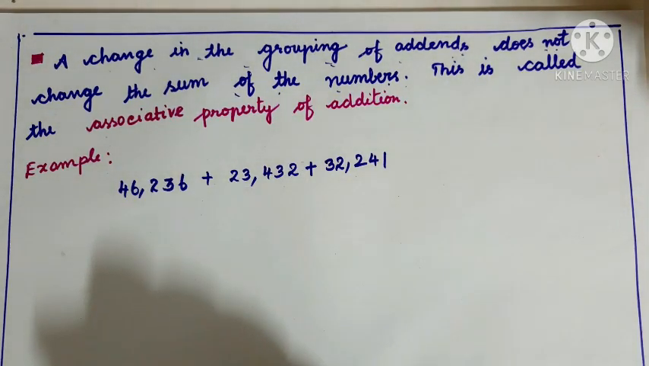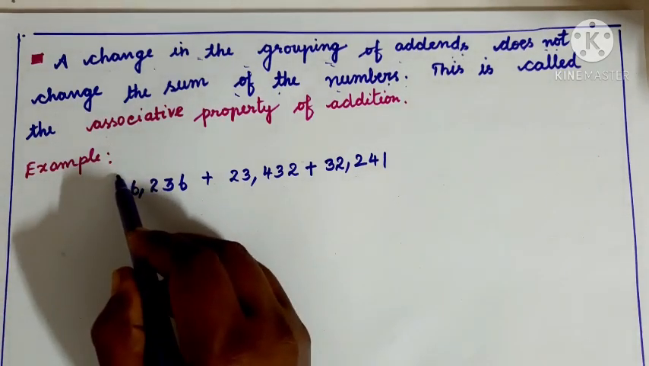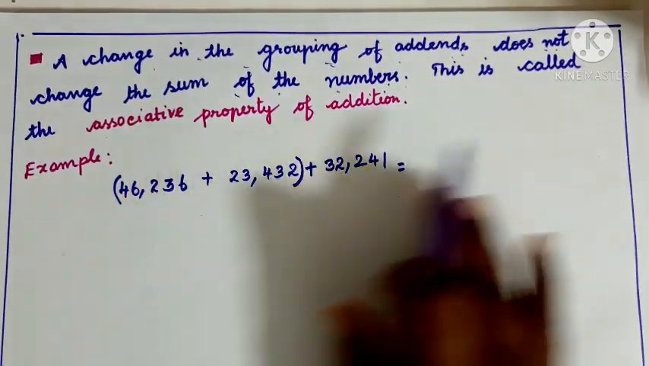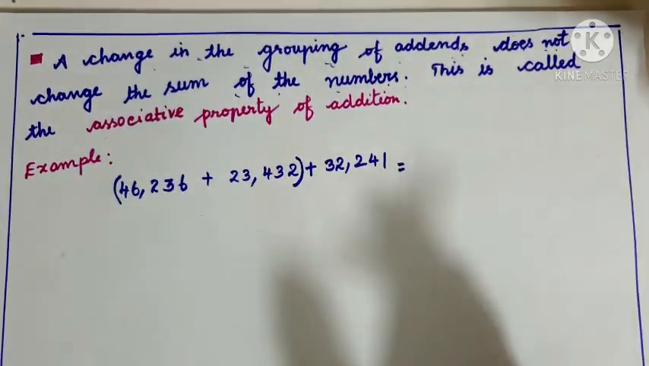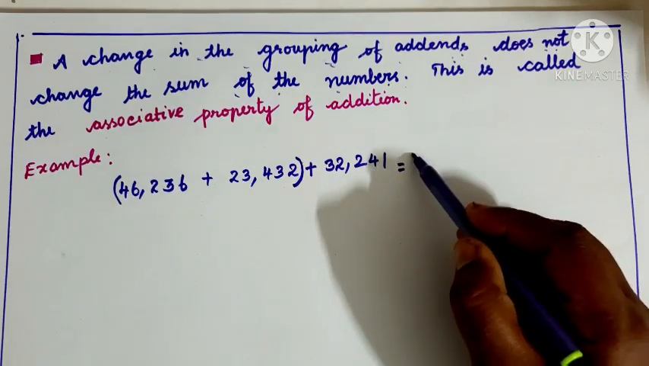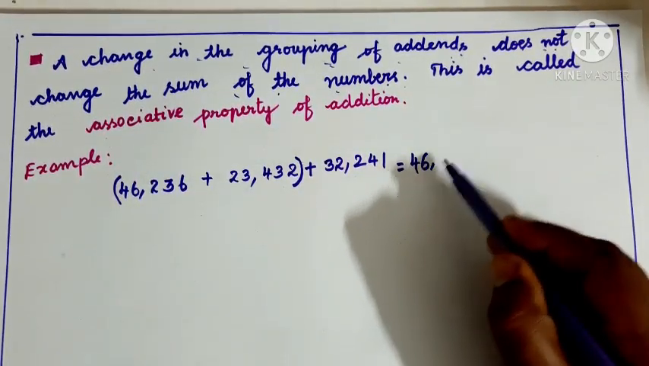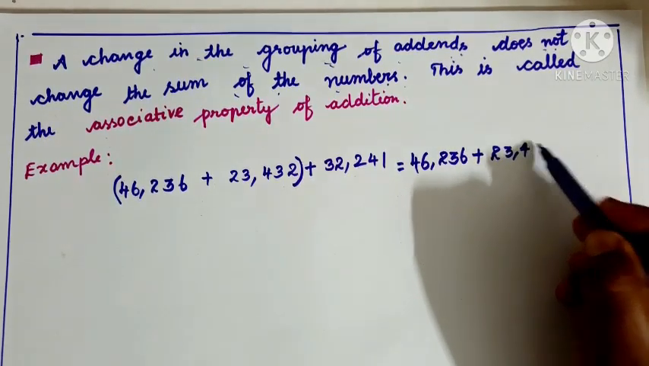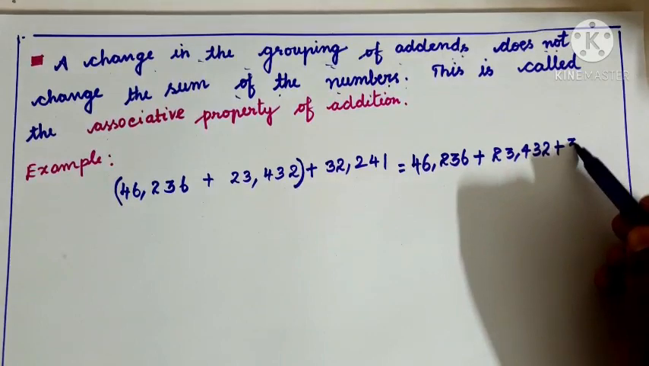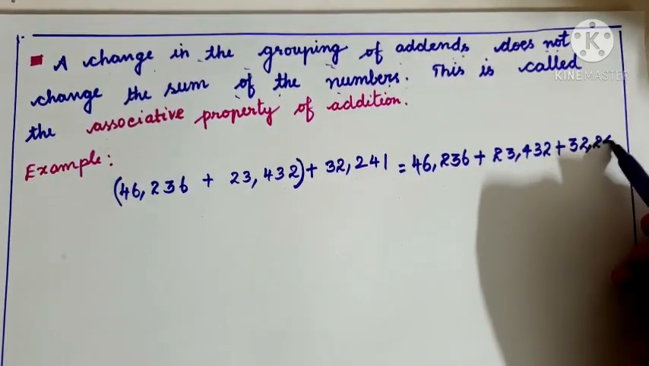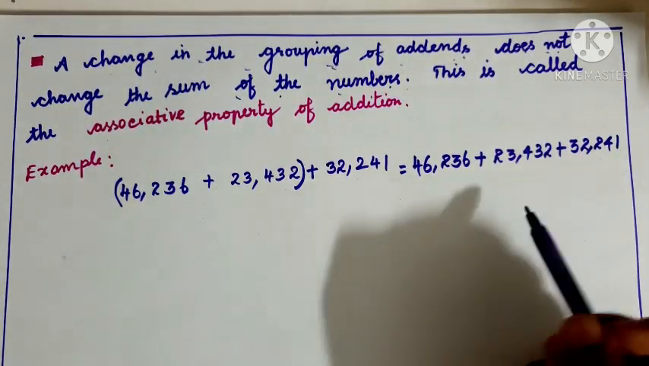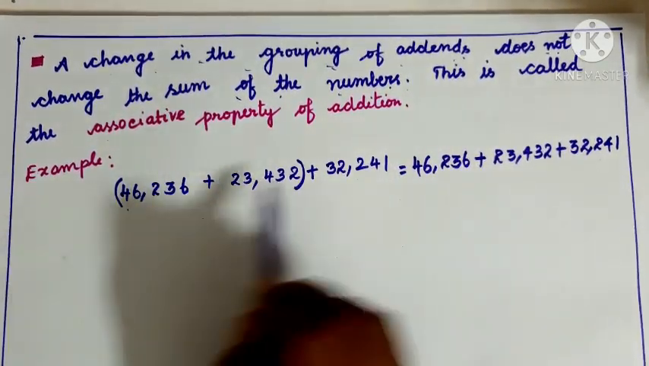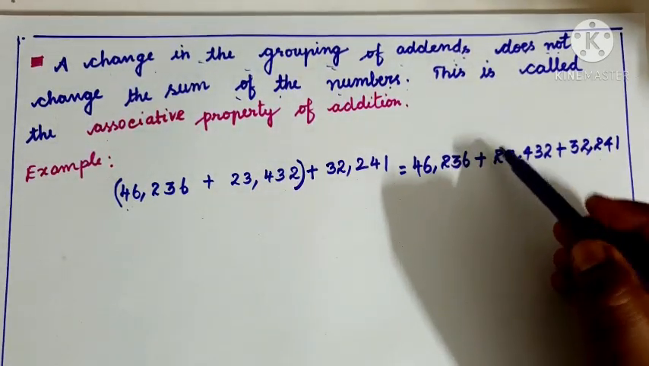I am going to change the grouping. So, first I group these two numbers. That is equal to the same numbers I am going to write, and I am going to change the groups. What is the group? 46,236 plus 23,432 plus 32,241. Is it clear? Now I am going to change the group. Here these two numbers are grouped, isn't it? Now I am going to group these two numbers.